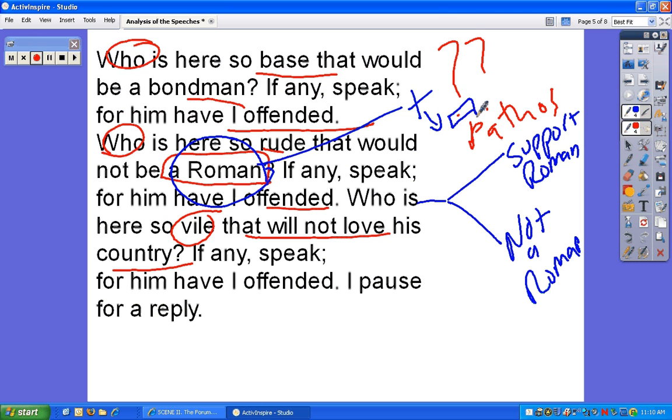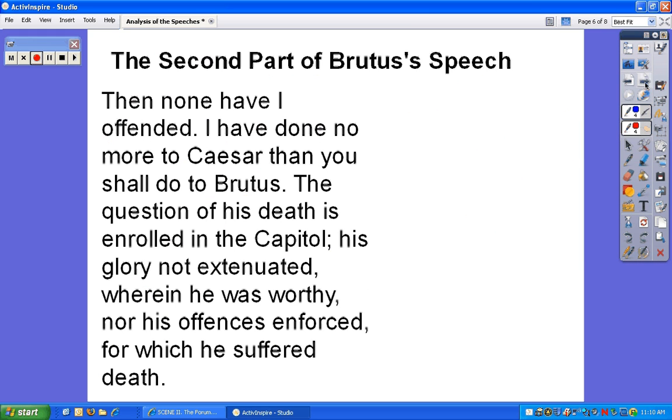So I'm going to draw my little dagger here that represents Caesar getting stabbed. And I'll put some blood on the dagger too, because that's always fun. If any speak, for him have I offended. We get to the final part then of his speech, which actually, then none have I offended. I have done no more to Caesar than you shall do to Brutus.